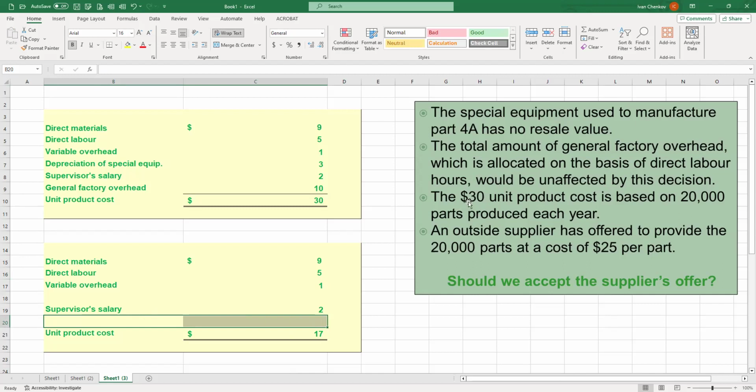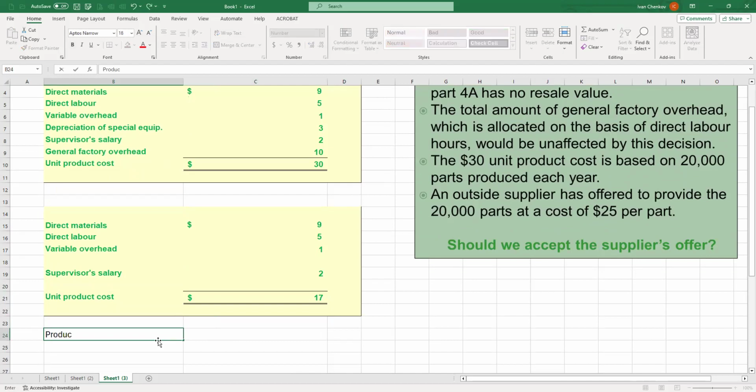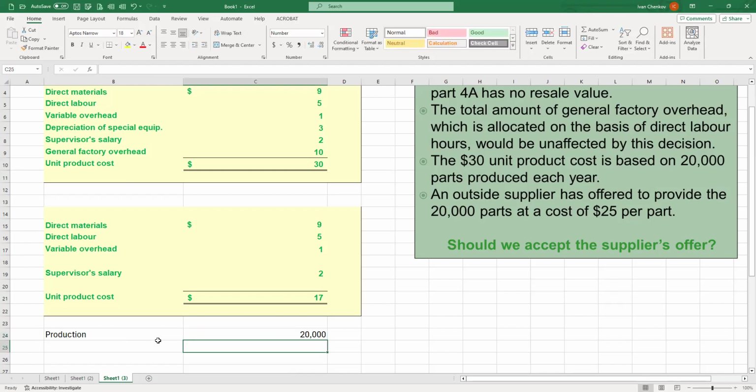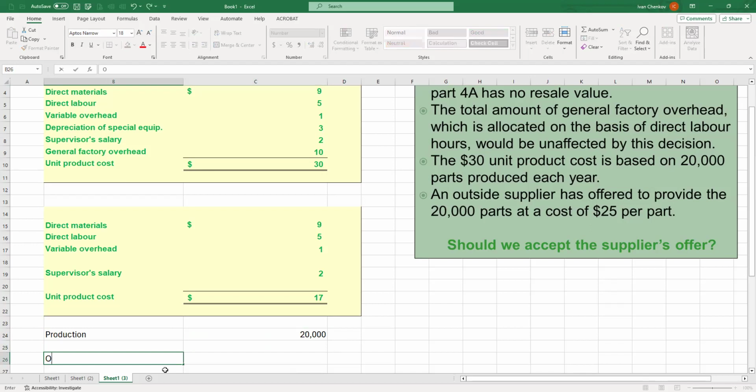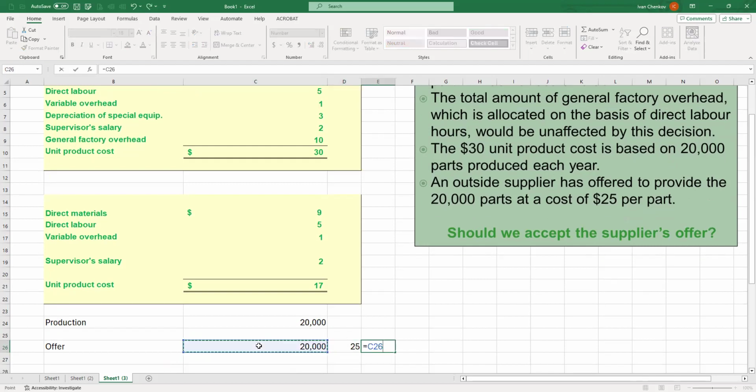Now, this product's $30 cost came because our production is 20,000 units. Now an outside company comes and says, hey, I can sell you those 20,000 units. The offer is $25 per unit. So in total, I want you to pay me $500,000.